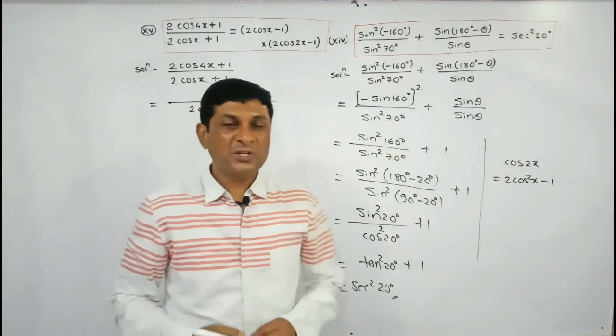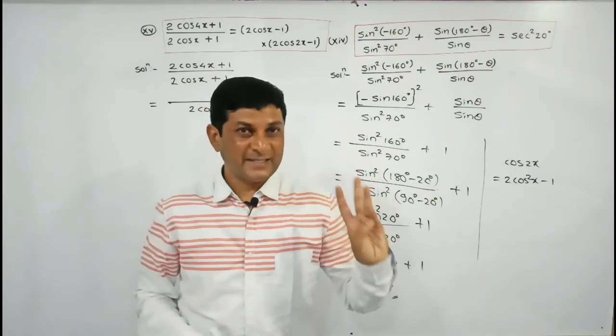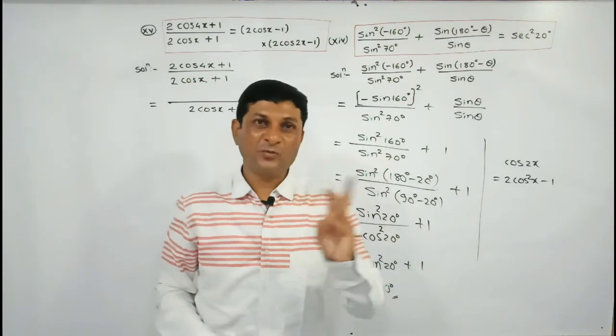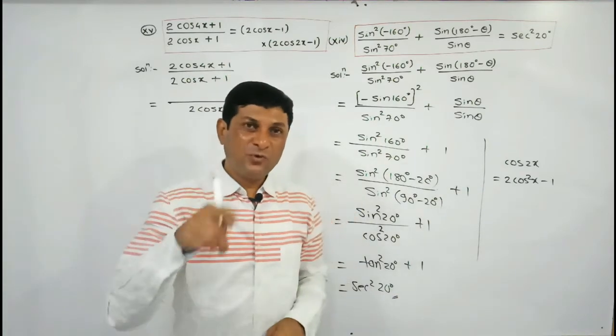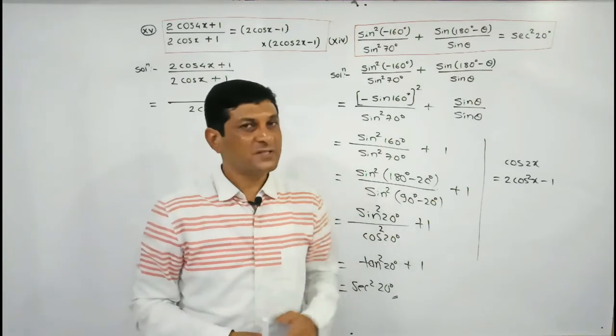We will have a total of 4 formulas of cos 2x. One is cos square x minus sin square x. The second formula is 2 cos square x minus 1. The third formula is 1 minus 2 sin square x. And the fourth formula of cos 2x is (1 minus tan square x) upon (1 plus tan square x).